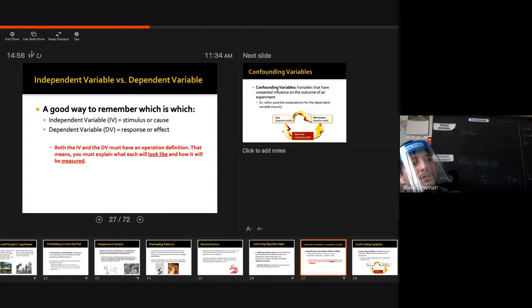In some cases you won't see an if-then statement, which you're going to see with the activity I have. So it's going to be a little harder to find that independent and dependent variable. But as long as you understand that the independent variable is something changed by the experimenter, a stimulus, or a cause, and we know the dependent variable is something that we can measure, that we can understand as a response, an effect.